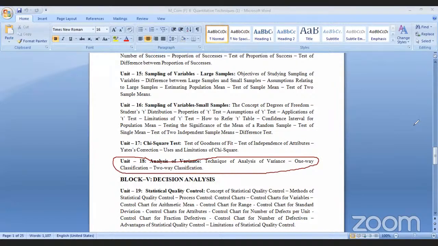Please be there in the class. Why? Because this topic is important. And from this topic, number of times questions repeated. So the topic is called analysis of variance. Analysis of variance is also called as ANOVA. So in this analysis of variance, two methods problematic part is there. That is one-way classification and two-way classification. One-way classification as well as two-way classification. So we will see this one.